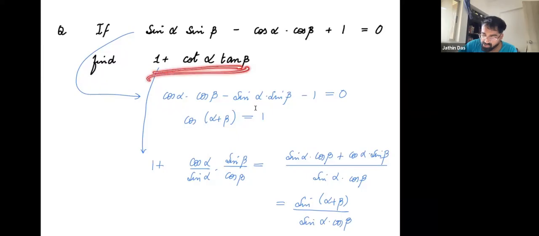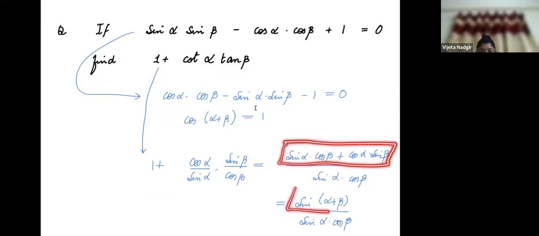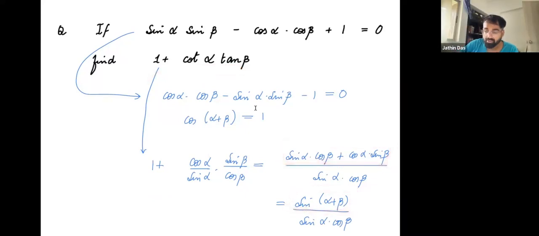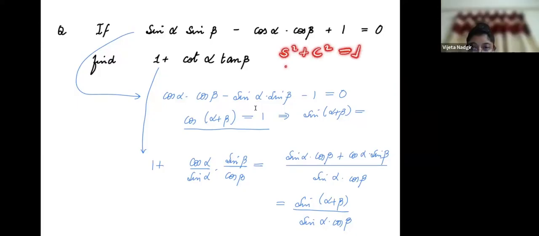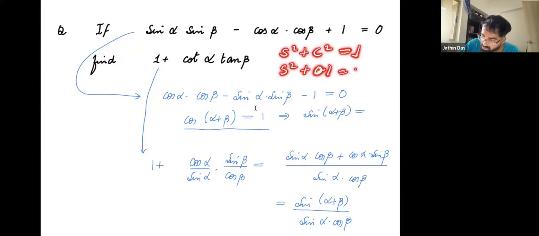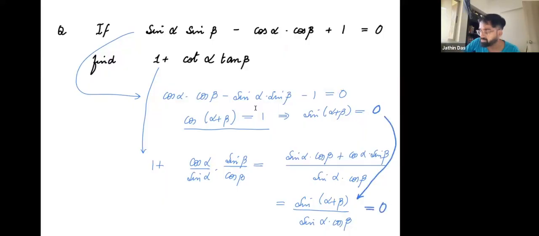So if you simplify this as we did here, take the LCM, you will get the numerator in the form sine(alpha plus beta). But tell me, if cos(alpha plus beta) is 1, how much is sine(alpha plus beta)? Sine square plus cos square is 1. So sine square is 0. So if you put 0 here, you get 0.